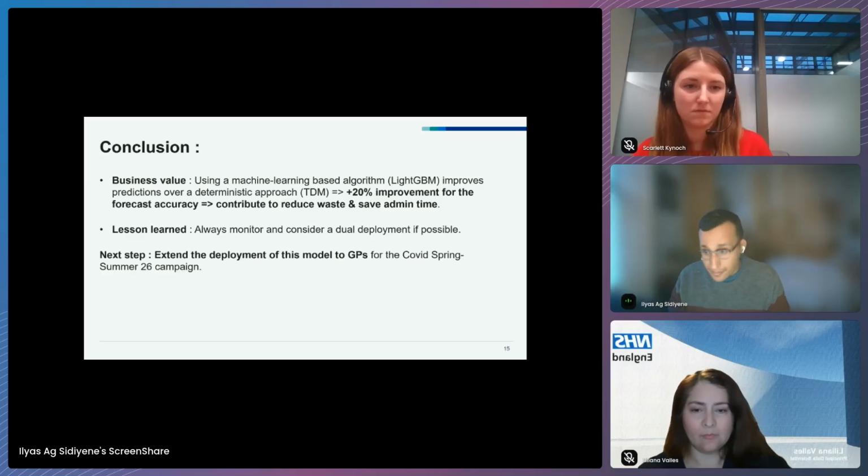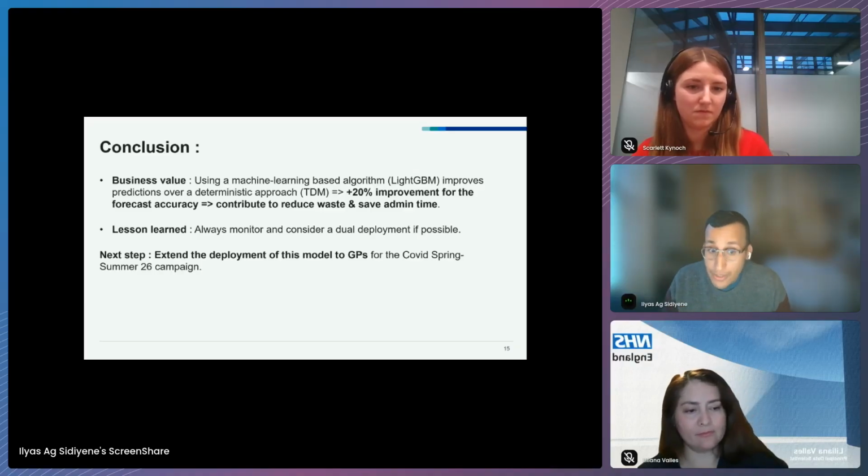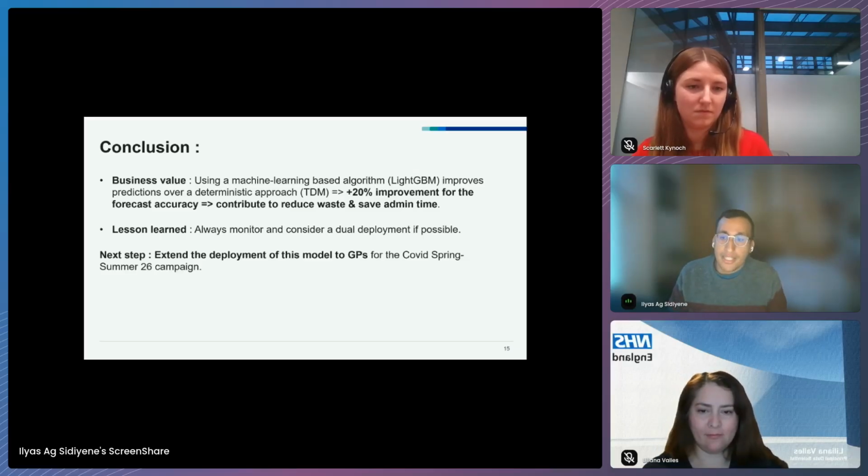But thanks to this success, we're looking to extend the development of this model to GPs for the next campaign in spring, summer, because currently it's mainly used with pharmacy. And in general, I think there will be, and there are, many opportunities to use data science in our operations. Thank you very much.